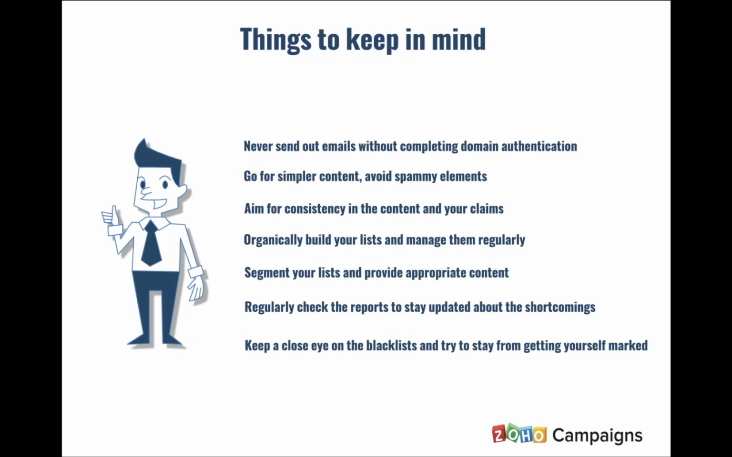Last but not the least, you need to keep a close eye on the blacklists. Take a look at the blacklist publishing platforms and see if your domain or IP address is marked there. The best thing is to try to adhere to all the best practices available under email deliverability, so that your IP and your domain don't get marked in these blacklists. So try to stay away from them as much as possible.